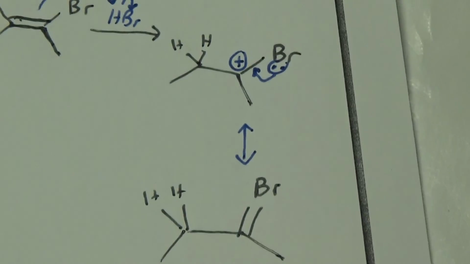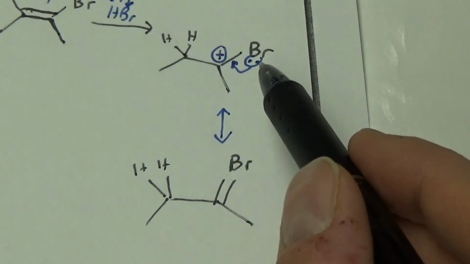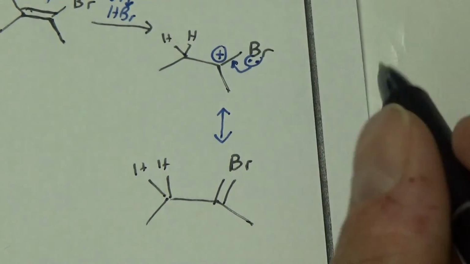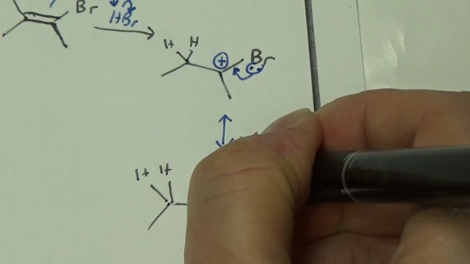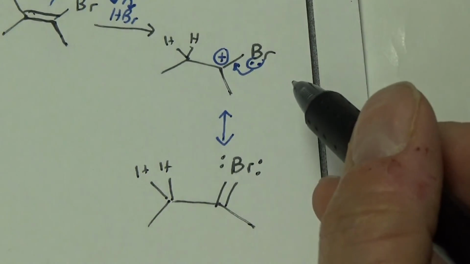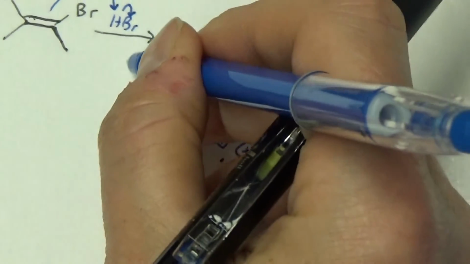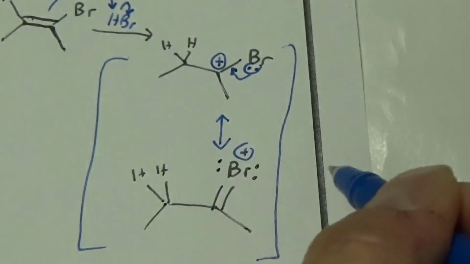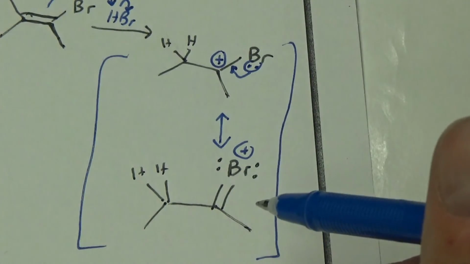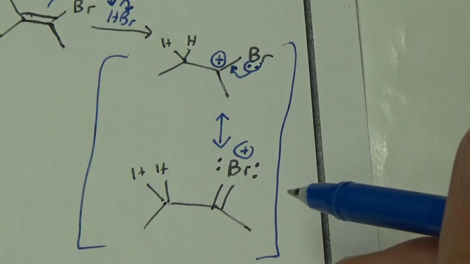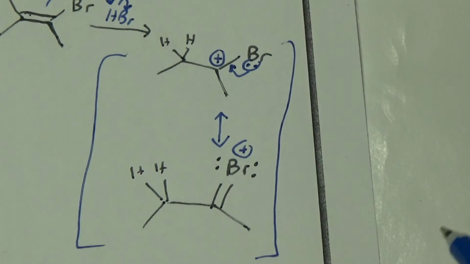And where's my charge now? Well, the Br donated its lone pair. It has 3 initially, now you have 2 lone pairs, right? If it donated its lone pair, where's the charge? It's on the bromine now, right? So I'm going to actually put brackets around this and say, well, this is actually kind of a stabilized, extra stabilized carbocation, right? I'm even going to go a step further and call it an RSCC.